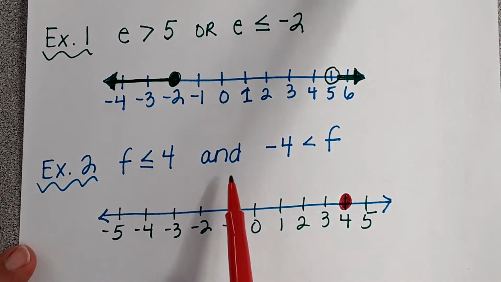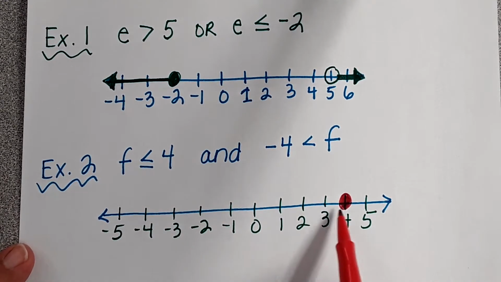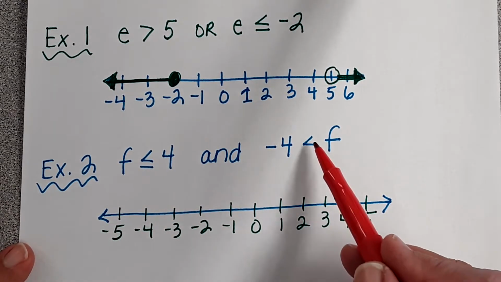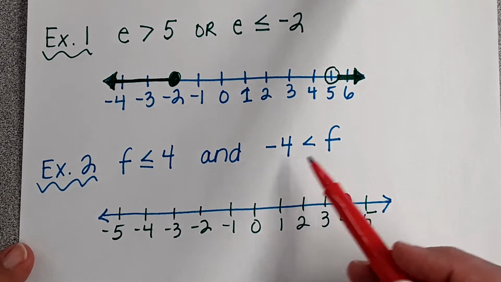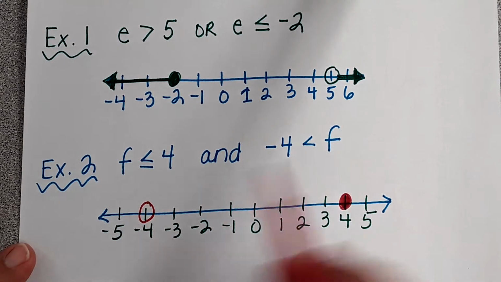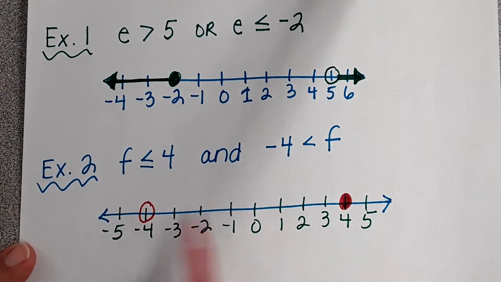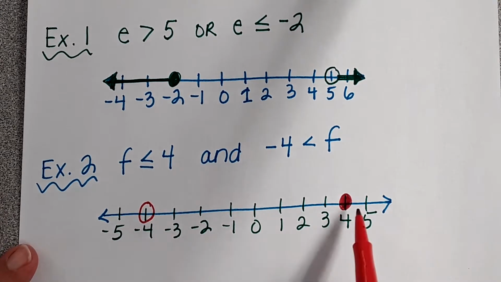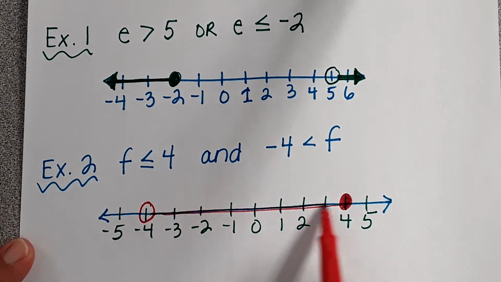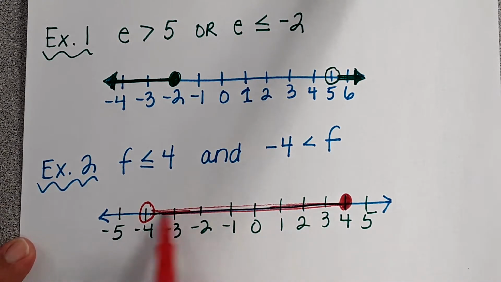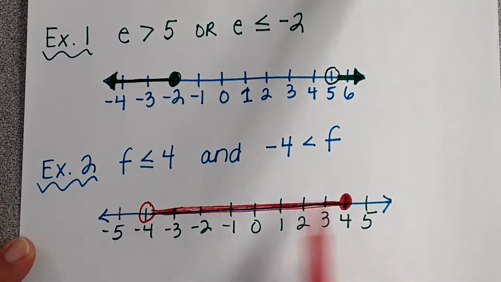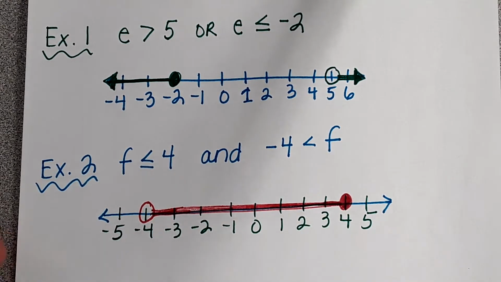Now with AND, let's see. Normally we would shade this way, right? So we know that we're going this way. -4 less than F. So is this a full circle or an empty circle? What does that mean though? Do I want to shade this way or this way? Towards the 4. And it says AND, so we're going to shade in between. Wait, so you don't use the arrows? You're not going to use the arrows this time because it says AND. We only want the numbers that are in between.